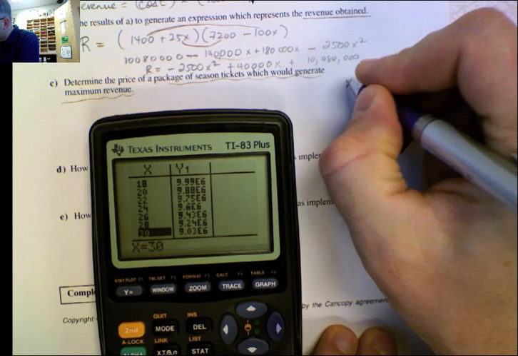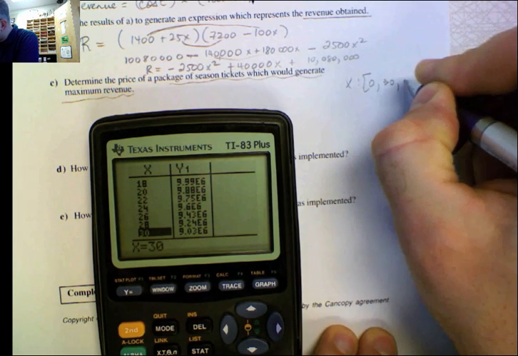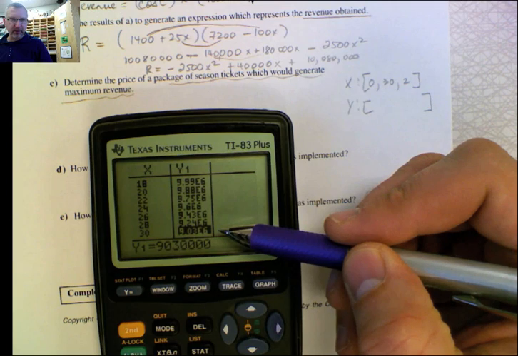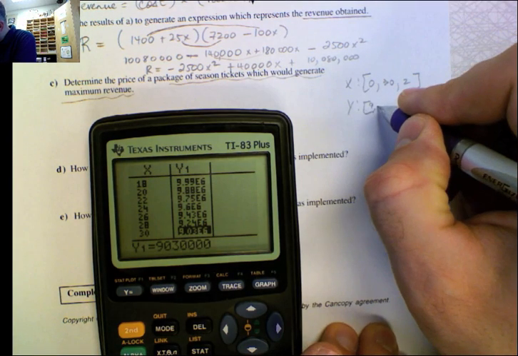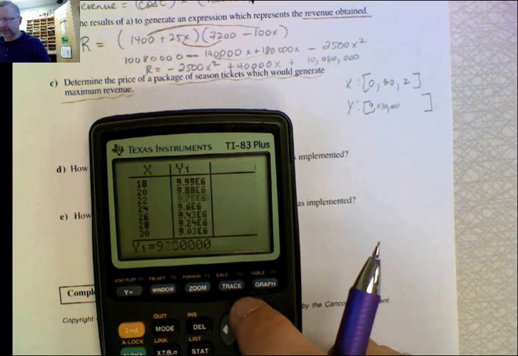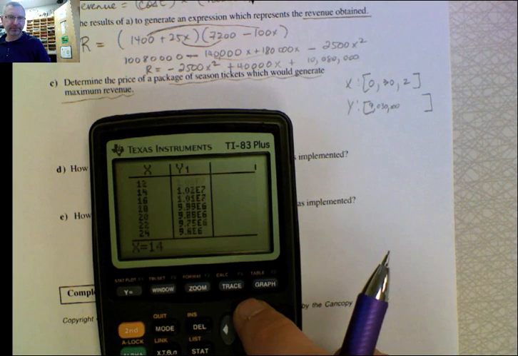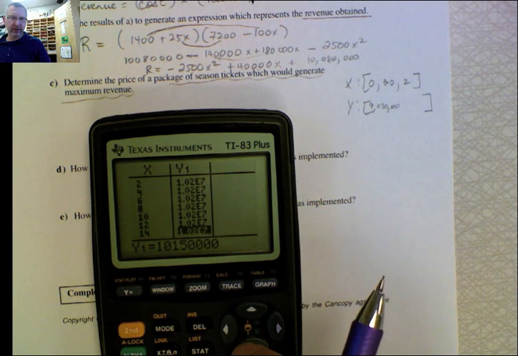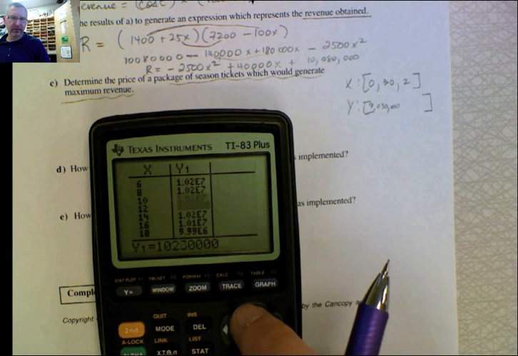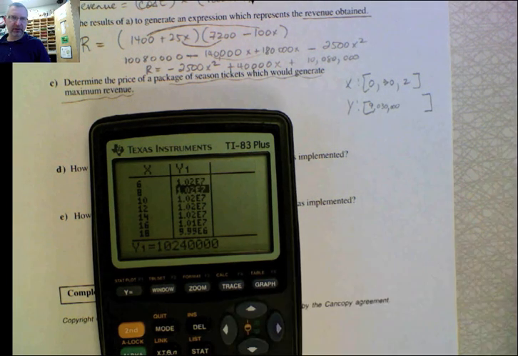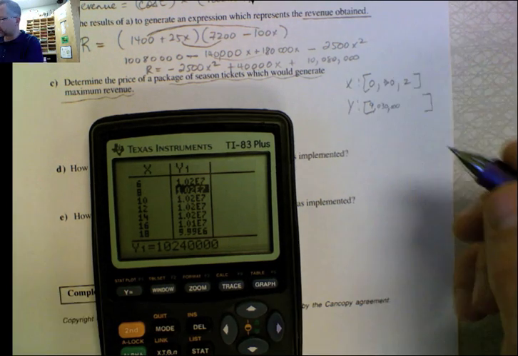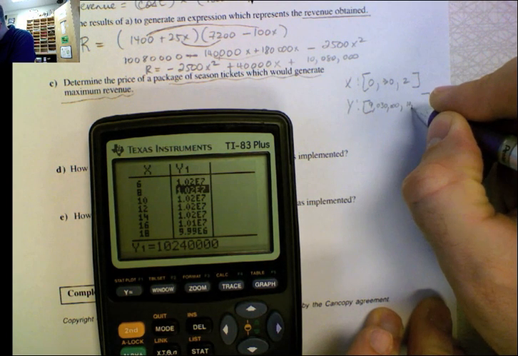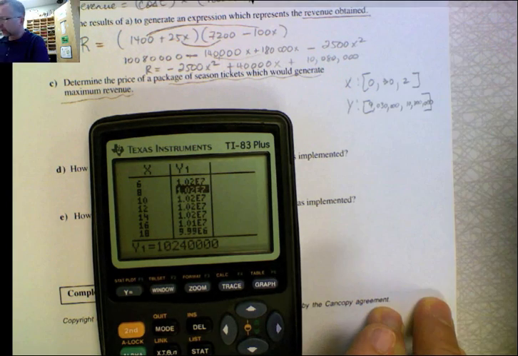So we're going to go back here. We're going to type in our X window settings, 0 to 30, and we're going to go by 2s. And then we've got to type in our Y window settings. Well, the Y minimum here is about 9,030,000. And the Y maximum, if I start scrolling along here, is going to be somewhere here in the middle. Looks like it's about 10,240,000. I'm going to make it 10,300,000 for our Y maximum.